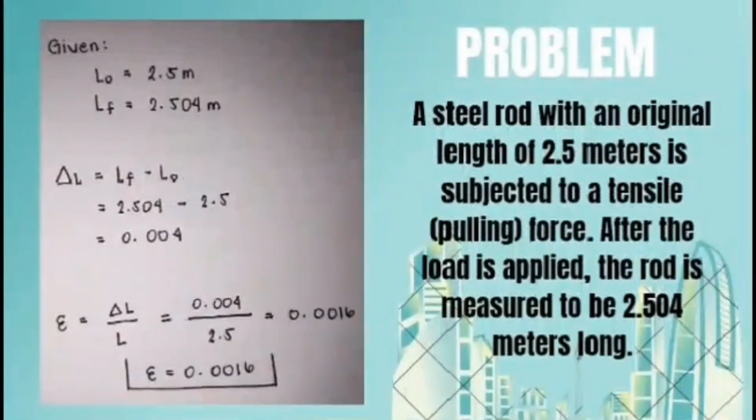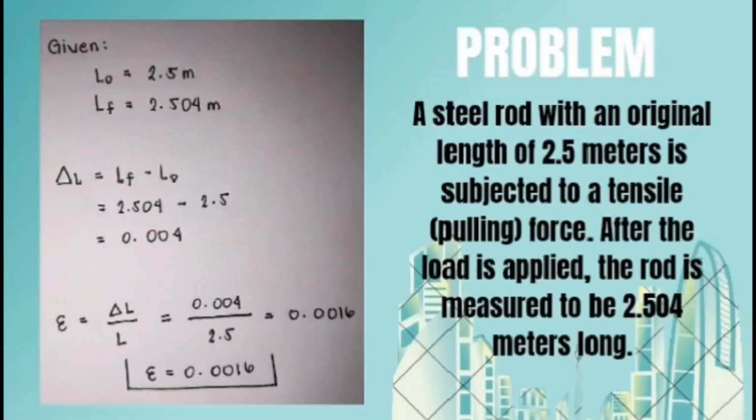So we have a problem here. A steel rod with an original length of 2.5 meters is subjected to a tensile pulling force. After the load is applied, the rod is measured to be 2.504 meters long. I'm sorry, I forgot to put the question on the problem. So the question is: calculate the normal strain in the rod. The solution will be this. First, identify the given values. The original length is 2.5 meters and the final length is 2.504 meters.